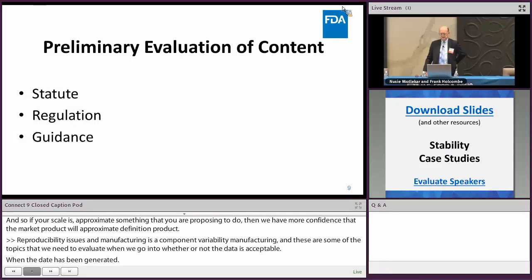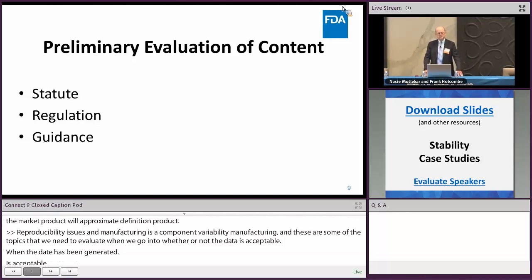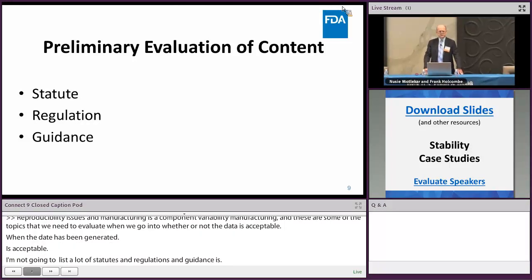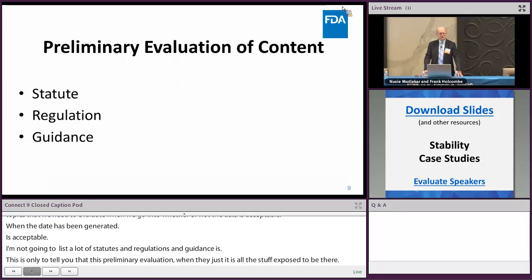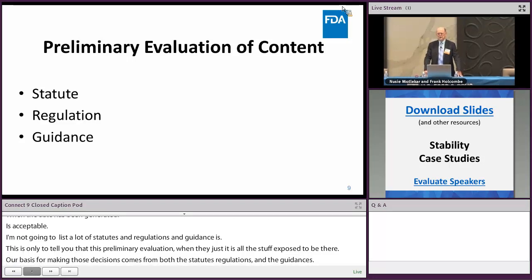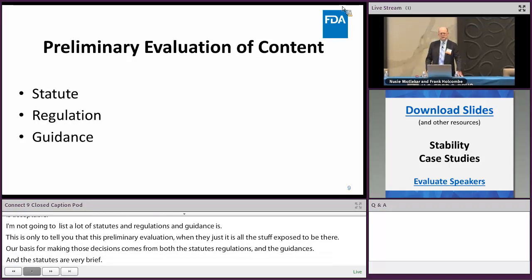I'm not going to list a lot of statutes and regulations and guidances. This is only to tell you that this preliminary evaluation, the one that just says, is all the stuff that's supposed to be there? Our basis for making those decisions comes from the statutes, the regulations, and the guidances. The statutes are very brief. The regulations are sometimes not specific enough, and that brings us down to the guidance where hopefully you'll find all of the information that you need to find.